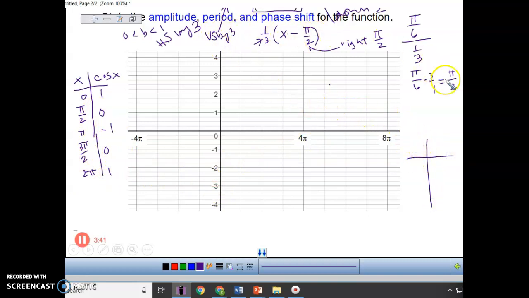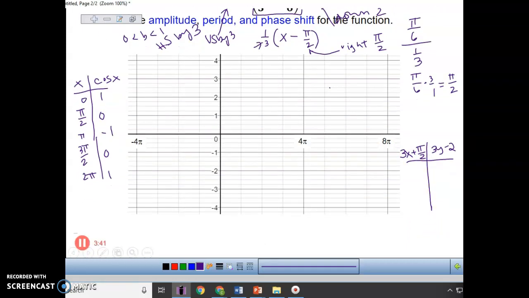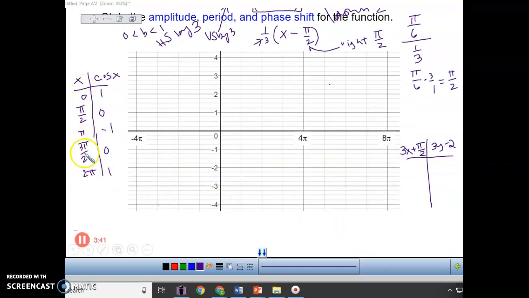In order to vertically stretch this by 3 and make it go down 2, we've got 3y minus 2. In order to make this horizontally stretched by 3, that means make the x's 3 times bigger. We'll do 3x, and we want it to go right pi over 2 units. So there's our formula, 3x plus pi over 2. So we'll take all these x values, multiply them by 3 and add pi over 2. Take all these y values, multiply by 3 and subtract 2. So you can go ahead and do that now.